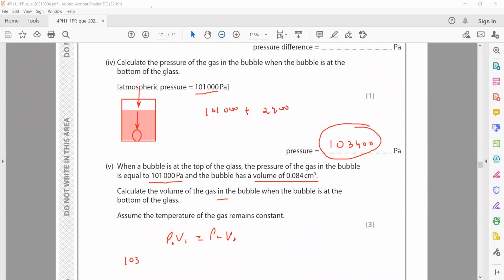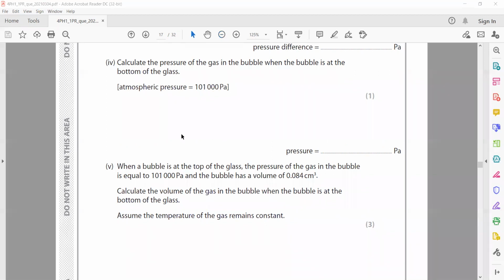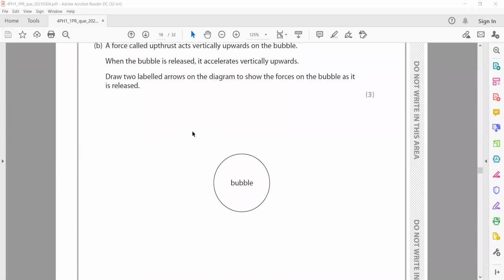So the pressure experienced is 103,400 multiplied by the initial volume, which we don't know. The final pressure when it is at the surface is 101,000 multiplied by the volume, which is 0.084 at the surface. So we'll get the value for V1, the initial volume, which will come out as 0.082 centimeter cubed. When we are using a ratio, we don't have to convert the unit. The final answer will be in cm cubed, as the pressure cancels with the pressure.